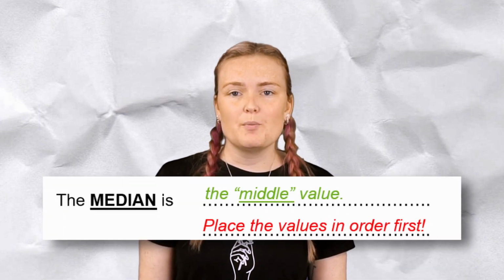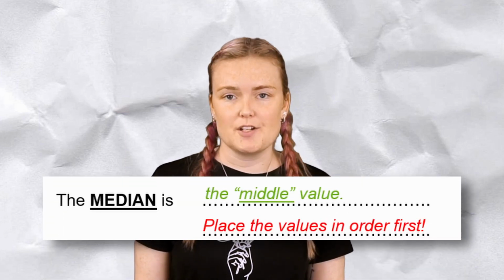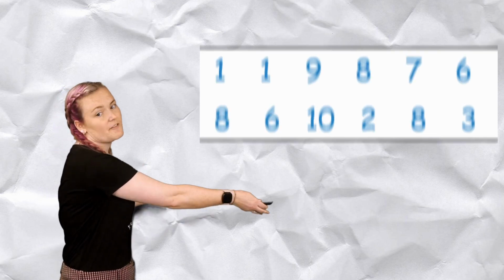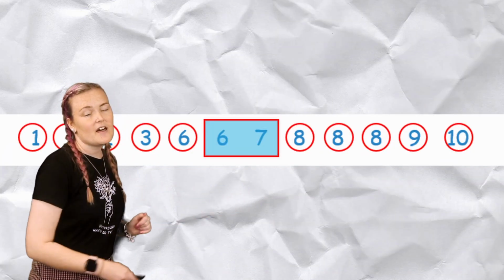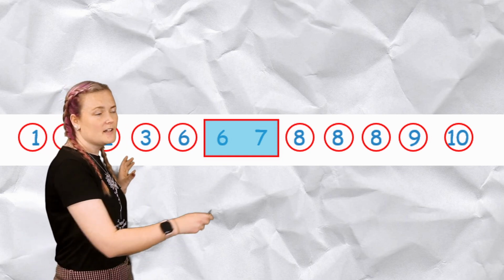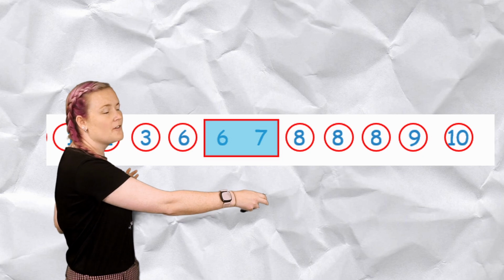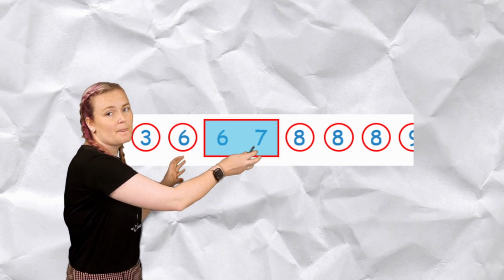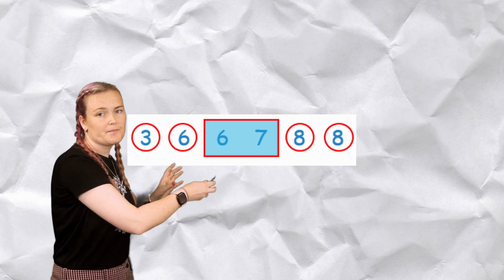The median means the middle, but the list of numbers first has to be put in order before we find the middle. So looking at this example here, I'm going to put my list of numbers in order from smallest to biggest. So here we have from smallest to biggest. Then what we're going to do is, we're going to start crossing off from one end and the other end. So I'm going to cross one off at the start, one off at the end. And I'm going to keep going and doing that until I get to the very middle.